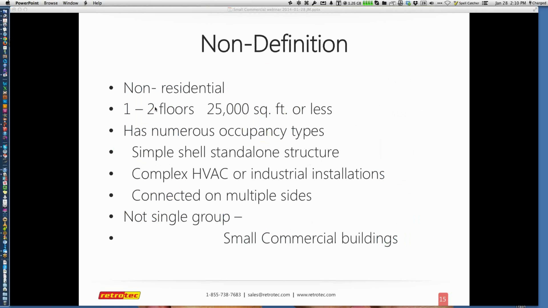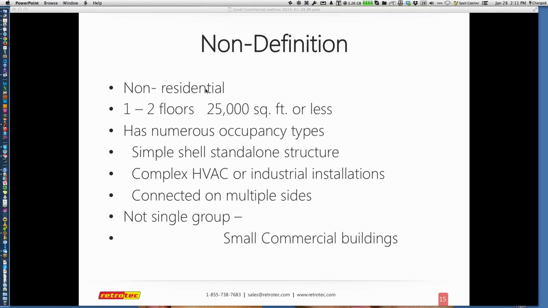So there's kind of a non-definition. It's non-residential. If you're dealing with the code side, it's not the IRC, but the IBC. So it's a building code type of concept. Usually they're between 1 and 2 floors. Doesn't necessarily have to be, but in general, the concepts we'll talk about are usually just a few floors. They're around 2,500 square foot or less structures. It's almost impossible to describe all the different occupancy types that could be in there.